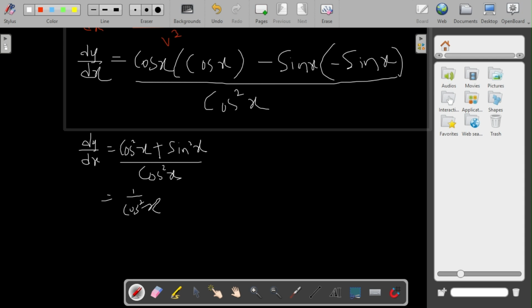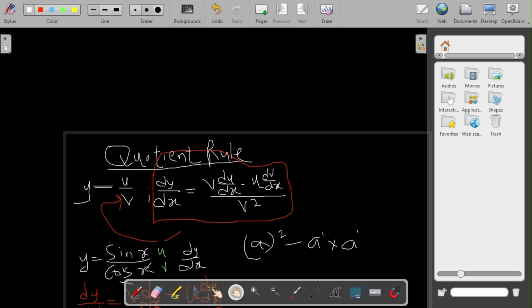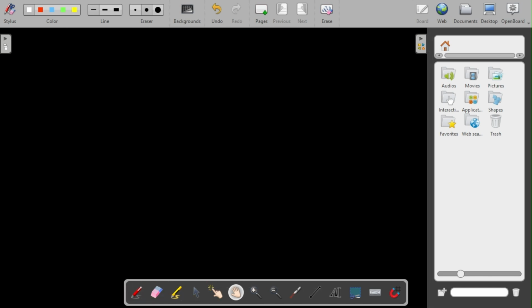So finally, because we know from trig that 1 over cos x is sec x, it means that 1 over cos squared x will be what? Sec squared x. So your final answer is dy/dx equals sec squared x. So that was straightforward enough.